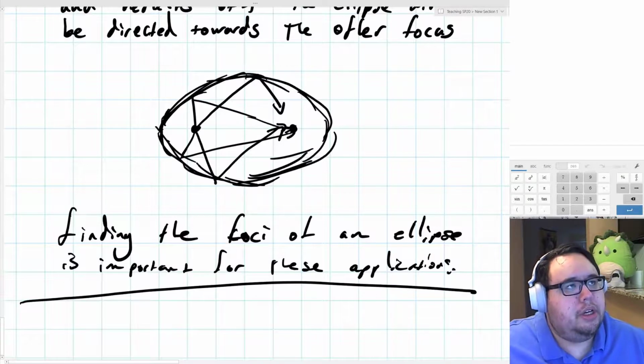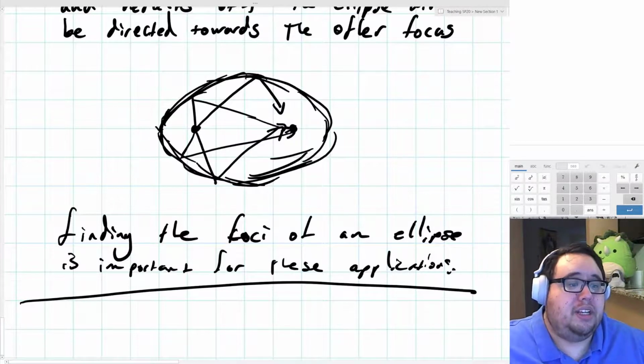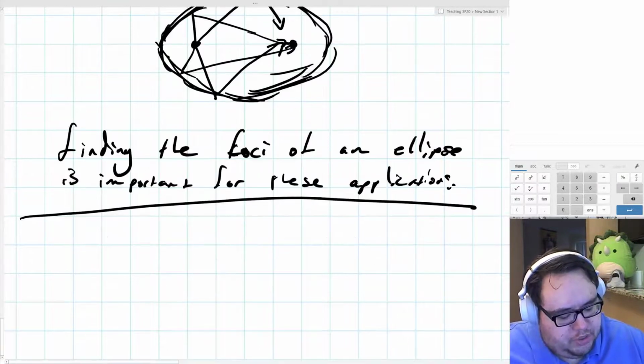The other property of an ellipse that is important and has to do with the focal length is called eccentricity.